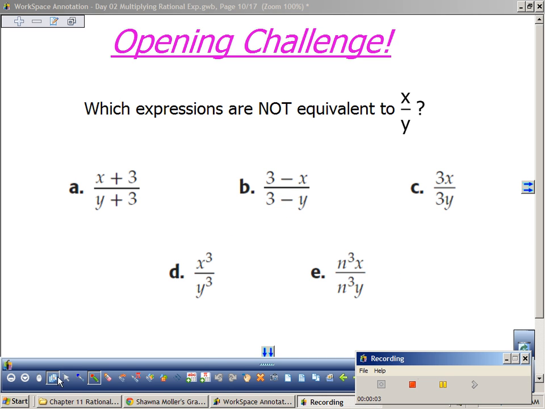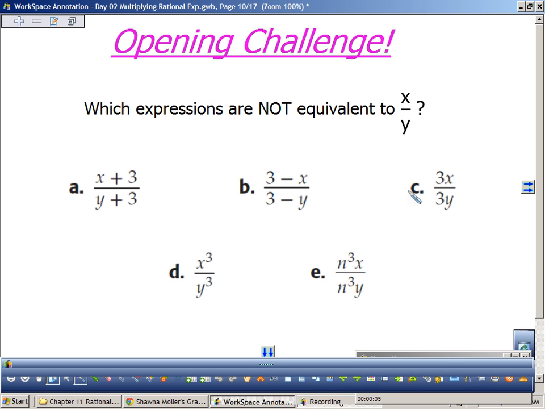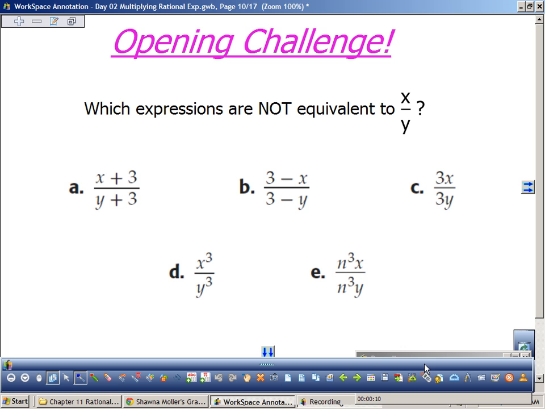Challenge. Which expression is not equivalent to x over y? Let's take a look at these. Pause for a second. Look at them to yourself. And I'll highlight the ones that aren't.